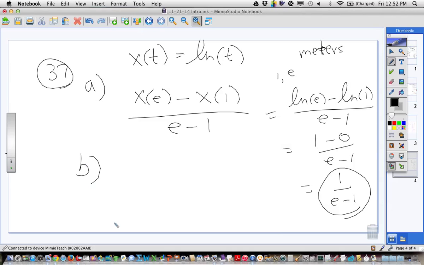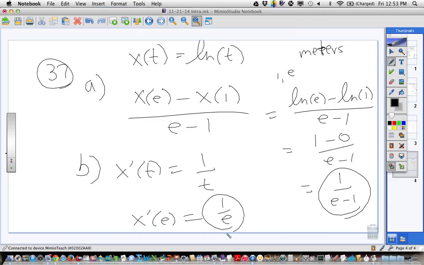All right, B, instantaneous. So what's instantaneous rate of change? The derivative, x prime. So we do the derivative. Derivative of ln t is 1 over t. So then we plug in an E, and we get 1 over E. Right? We want the rate of change at E, and that's derivative. So again, average rate of change versus instantaneous rate of change. Slope between 2 points, and then slope at 1 point is now derivative.